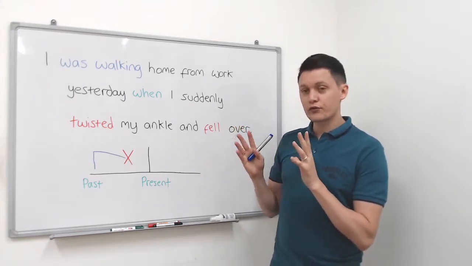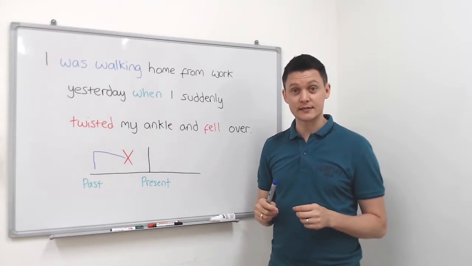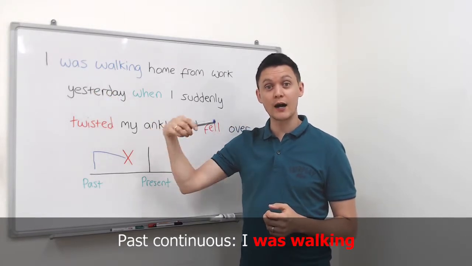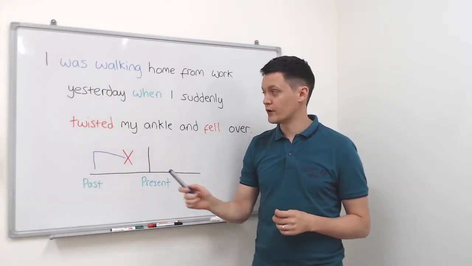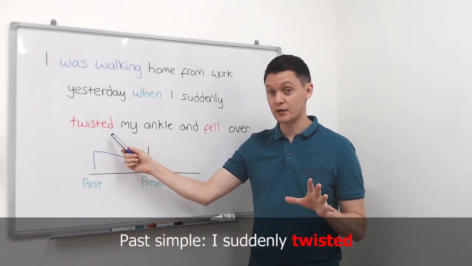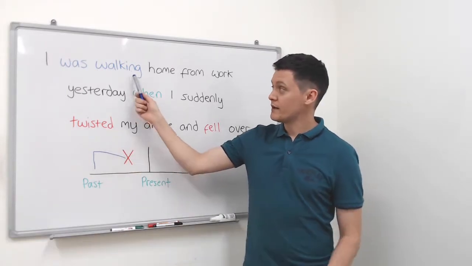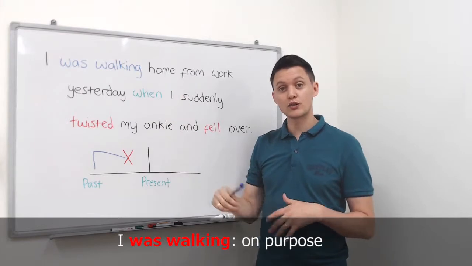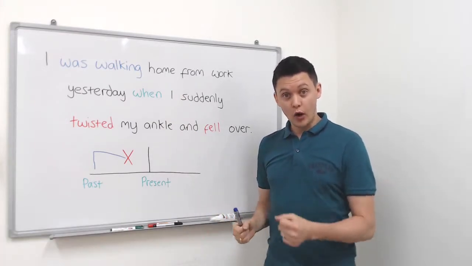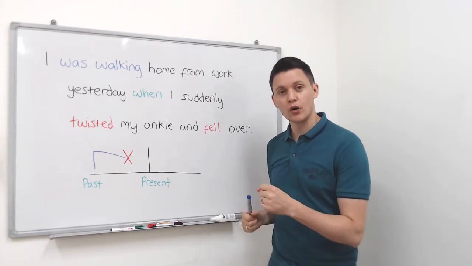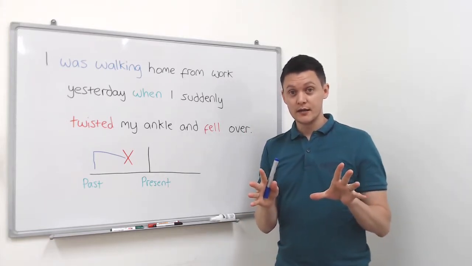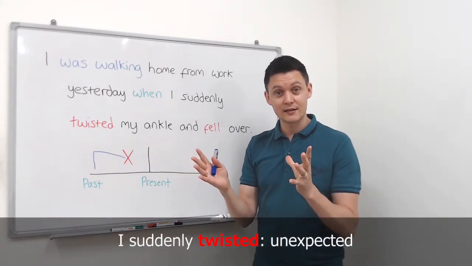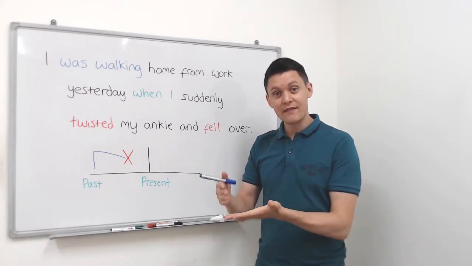I want you to look at two very important things in this sentence. Number one is, of course, the past continuous action. I was walking. And the other thing I want you to focus on is this action here in the past simple, twisted. Now, this action here shows that walking was on purpose. I wanted to walk home, so I was walking. That's on purpose.